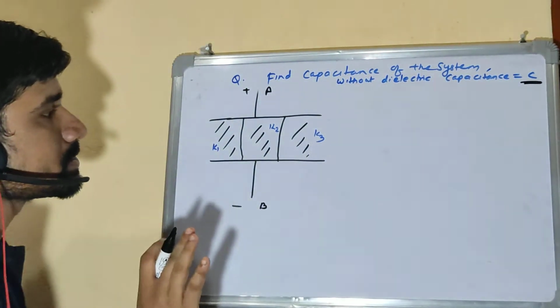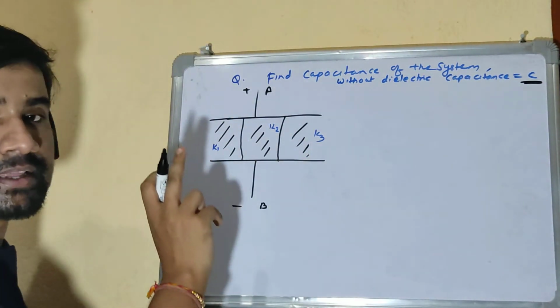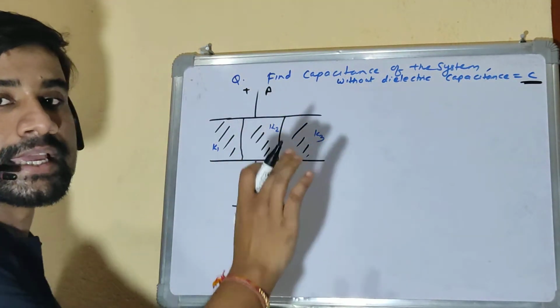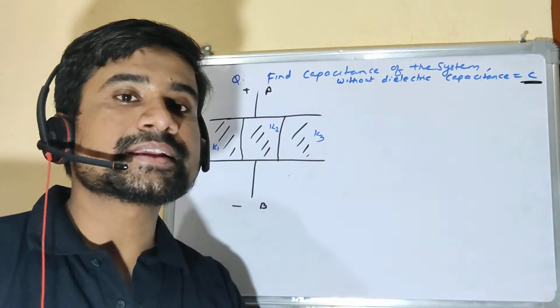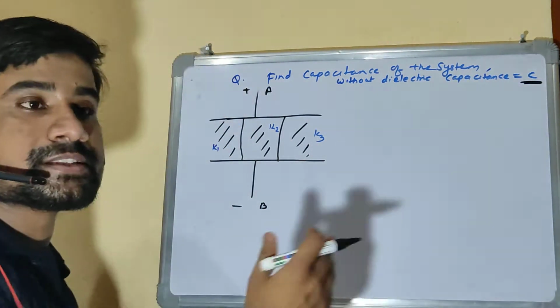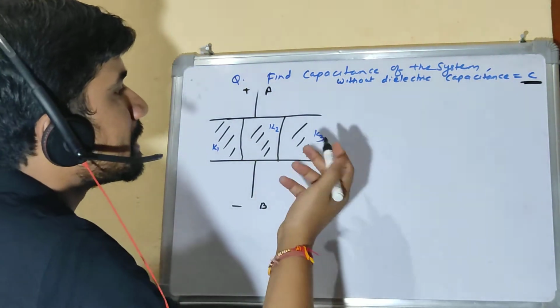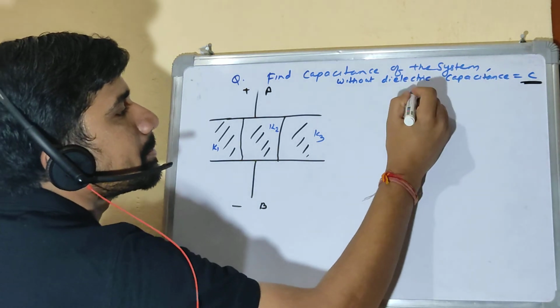Now the question is, three different dielectrics are placed in this manner. They have dielectric constants K1, K2 and K3, right? We need to find what the change in capacitance is and what the new capacitance is after we have inserted these three dielectrics. Initially, let's say the area of the plates is A.